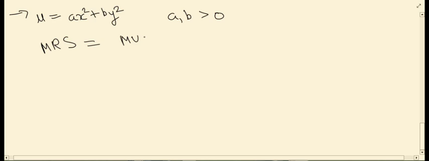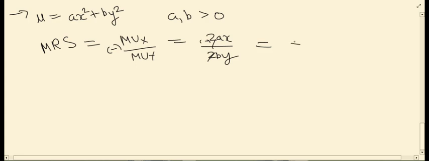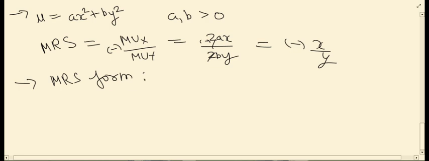It is MUX upon MUY. Take this up, and we get 2AX upon 2BY, or negative of ax by by. So remember, in concave utility function, we get MRS of the form x by y. In convex utility function, we every time get MRS in the form y by x. But in concave, we get of the form x by y. This is a point to remember.